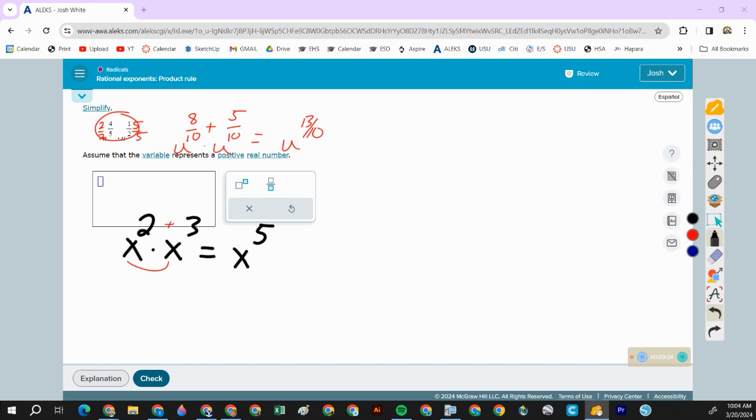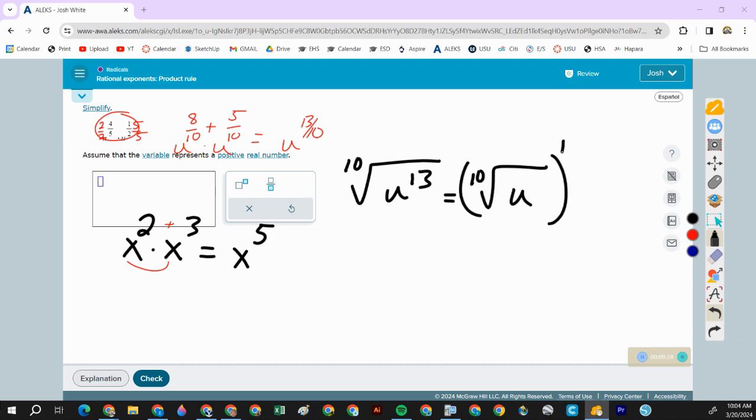Now, it doesn't ask you to here, but what if I wanted to convert that to radical form? That would be the 10th root of u to the 13th. And that's sort of the same as the 10th root of u all to the 13th. So whether you put that exponent on the inside or the outside, it technically matters in some cases, but as long as you're dealing with positive numbers, it's not going to make a difference.